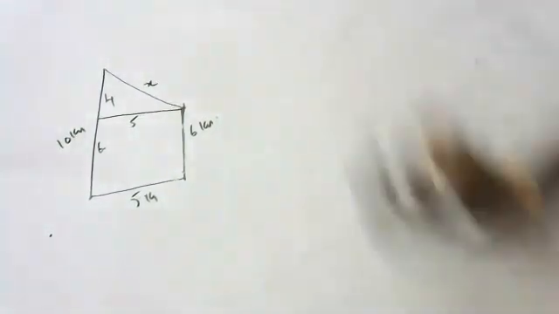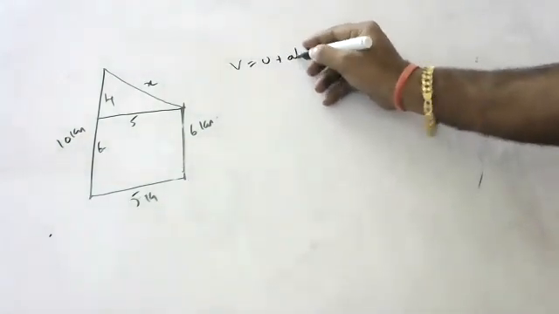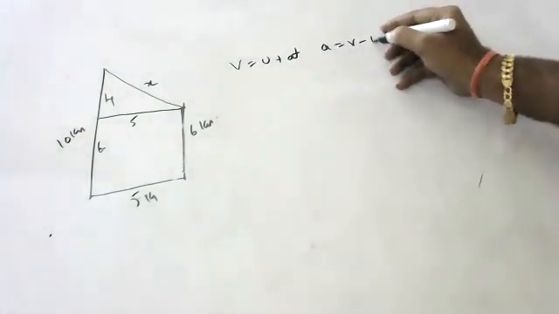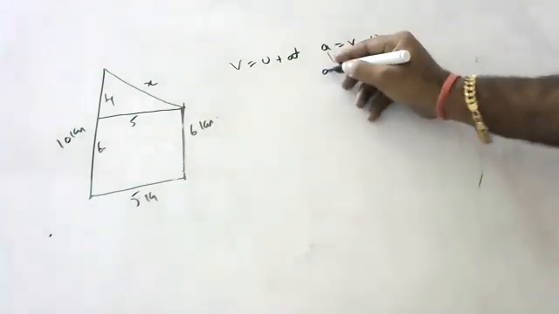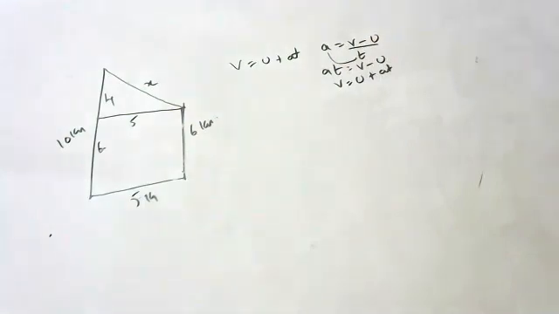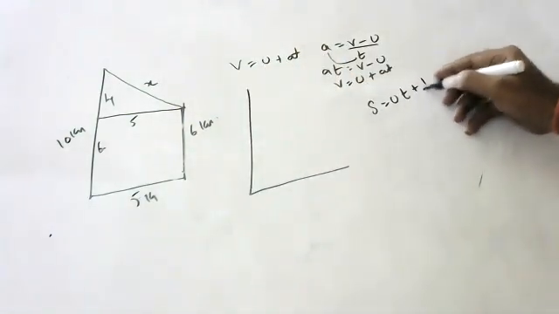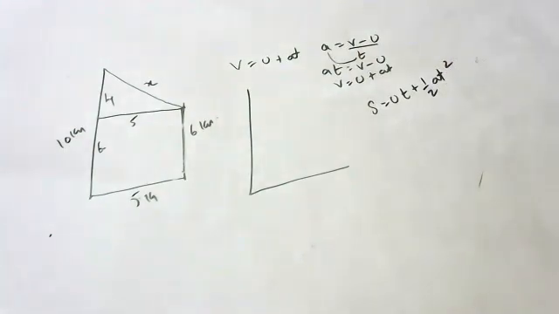Okay. So children, V is equal to U plus AT, the derivation I told. How do you get it? Acceleration is equal to rate of change of velocity. AT is equal to V minus U, so V is equal to U plus AT. This is the derivation. And what is the derivation for S is equal to UT plus half AT square? Do you remember, children?